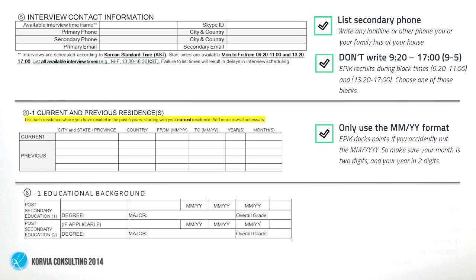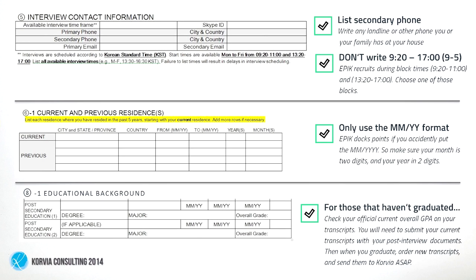Going on to 6, current and previous residences. A lot of people don't follow directions. You definitely want to use the 2-digit format when you give the dates. So if today is March 14th, I believe, you would put 0314, not 314 or 03-2014. It really trips them up and they don't really like it. So make sure you only use the 2-digit system.